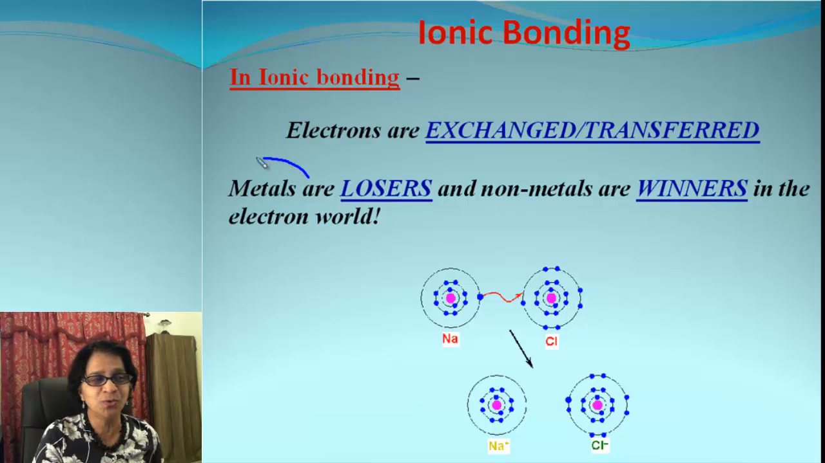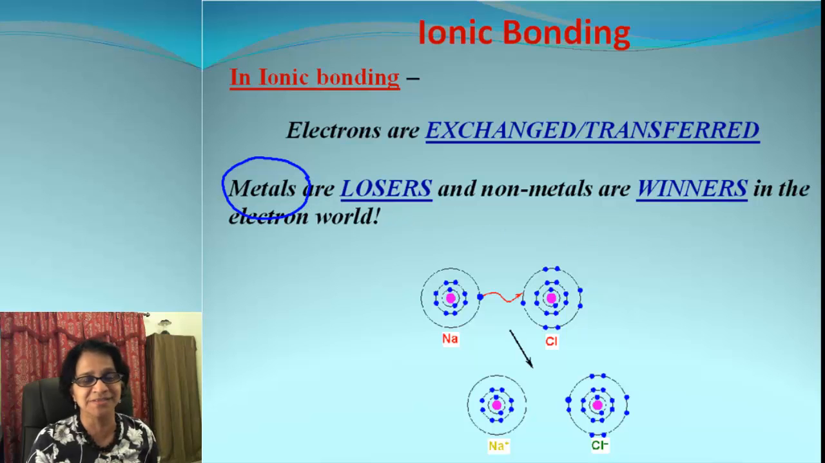And in that, who are the losers? Metals. They are always the losers. They lose the electrons. And who wins the contest? Non-metals are the ones that win the contest and gain electrons.